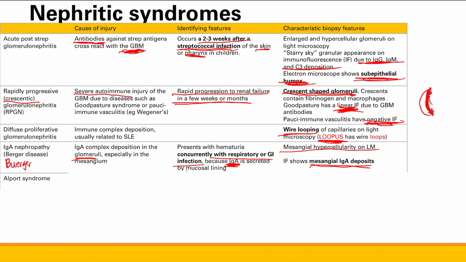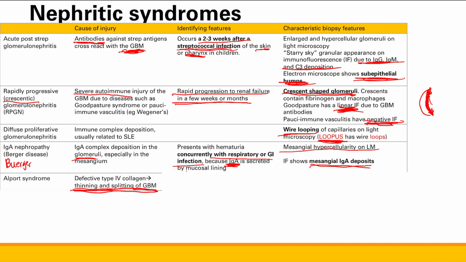Okay, next is Alport syndrome. Alport syndrome is due to defective type 4 collagen. Okay, type 4 collagen is involved in the basement membrane structure. So if you have a defect there, you're going to get thinning and splitting of the basement membrane. Okay, it has weak structure and it gets thinning and splitting.